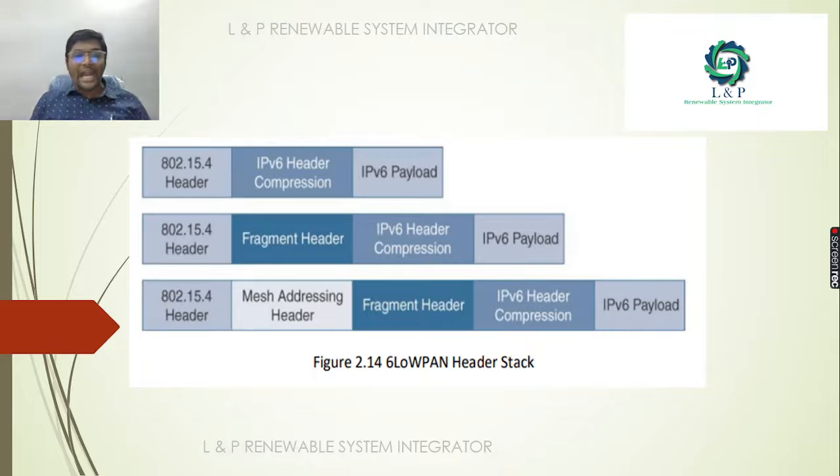If you look into the header stack of 6LoWPAN, we can have 3 categories. One is the 802.15.4 header, IPv6 header compression and the IPv6 payload. Then if you look into the fragmented header, we have a header compression and the payload, and if you get into the mesh addressing headers, then we can have a fragment header, IPv6 header and IPv6 payload.